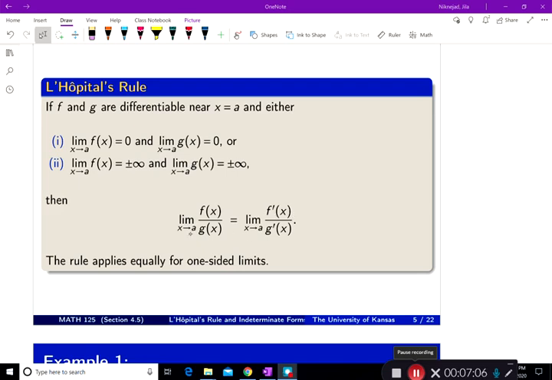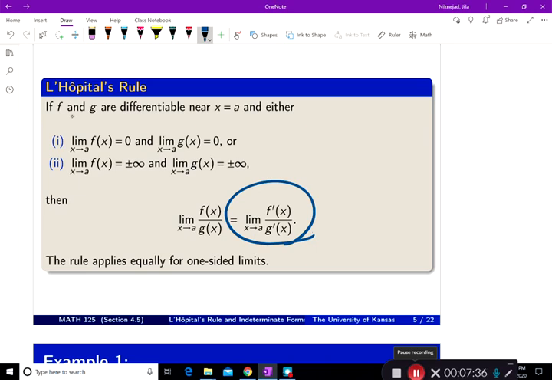that is, the limit as x approaches a of f of x over g of x is going to be equal to the limit as x approaches a of f prime of x over g prime of x, if the second limit exists. So this one has to exist, and these rules also apply for one-sided limits.